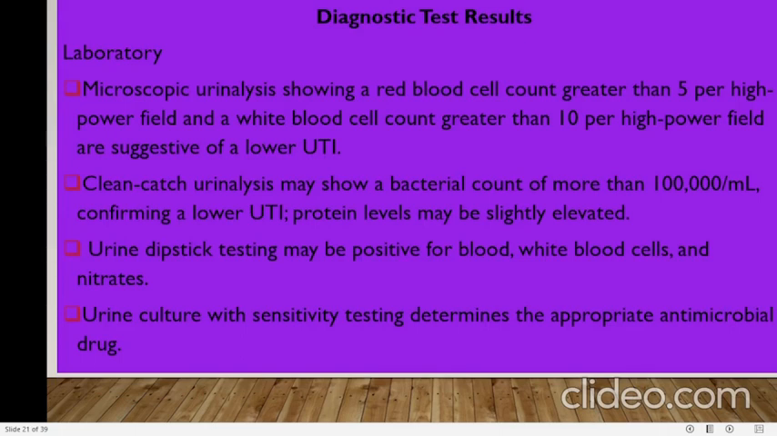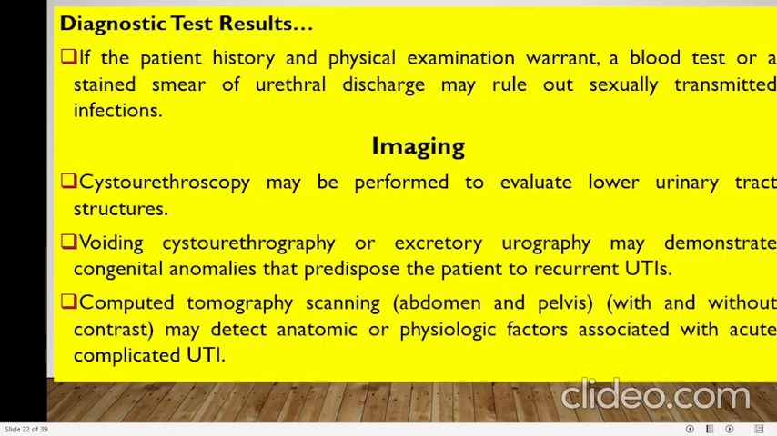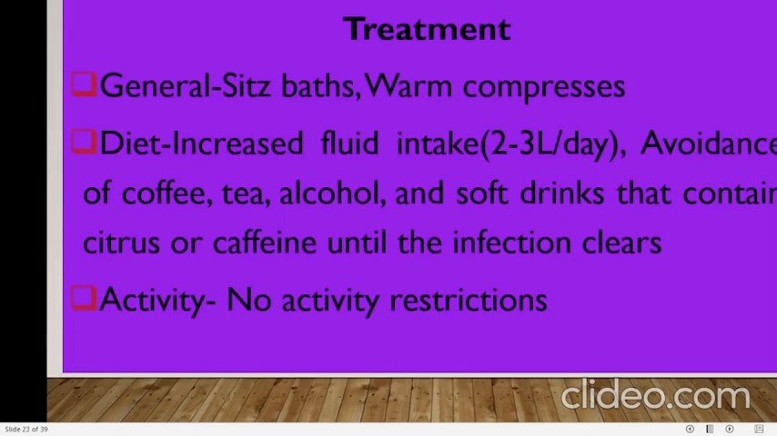Remember, we are looking at diagnostic tests. The second diagnostic test is imaging. Cystourethrography may be performed to evaluate lower urinary tract structures. Also, voiding cystourethrography or excretory urography may demonstrate congenital anomalies that predispose patients to recurrent UTIs. Computed tomography scanning, that is the CT scan of the abdomen and pelvis, with or without contrast, may be used to detect anatomical and physiological factors associated with complicated UTI.